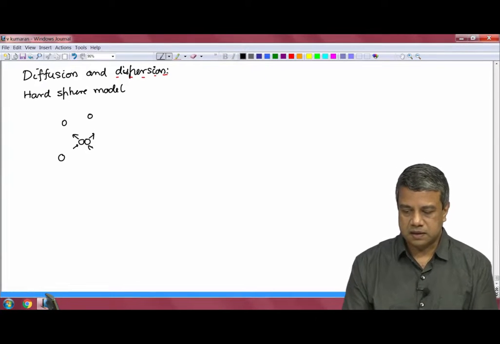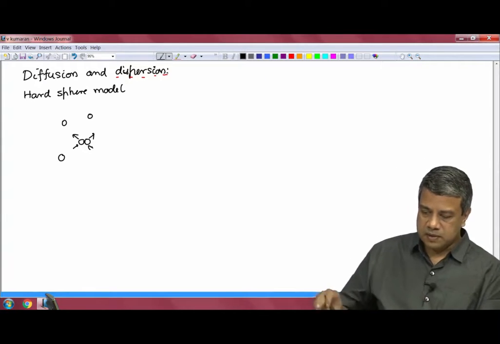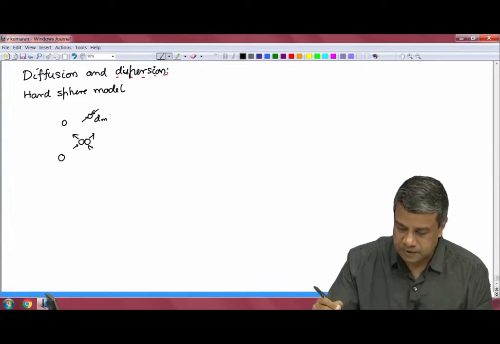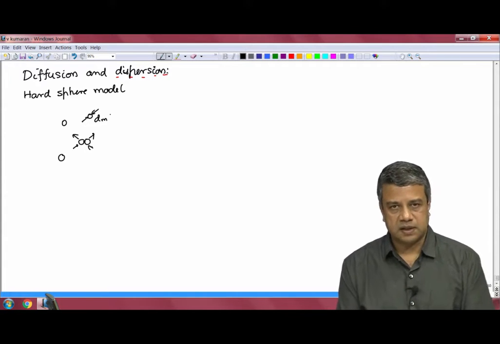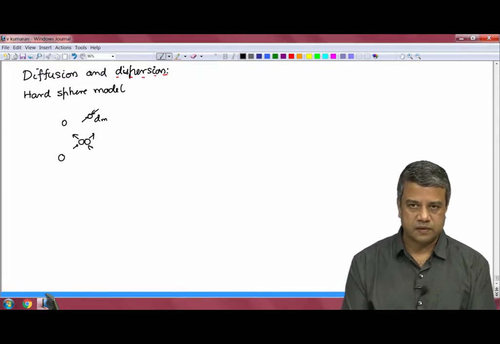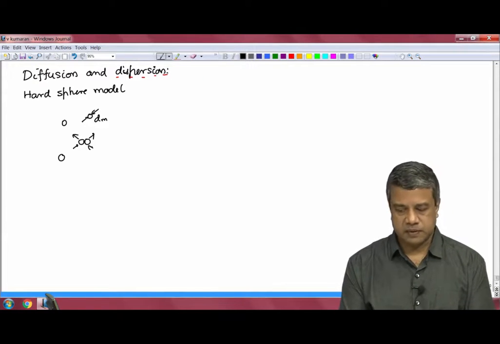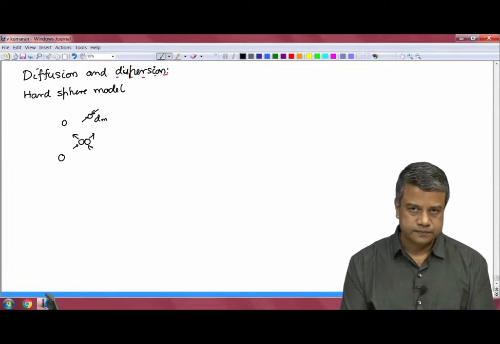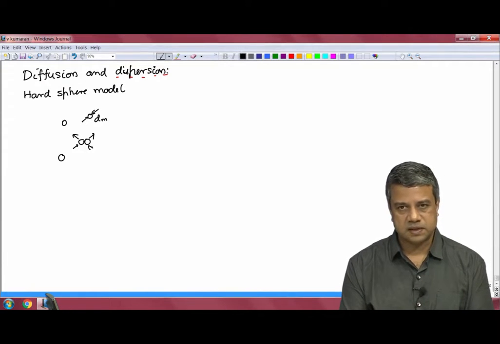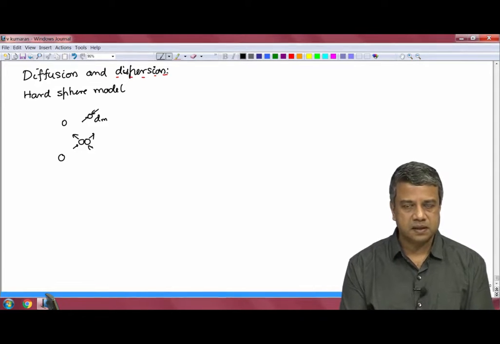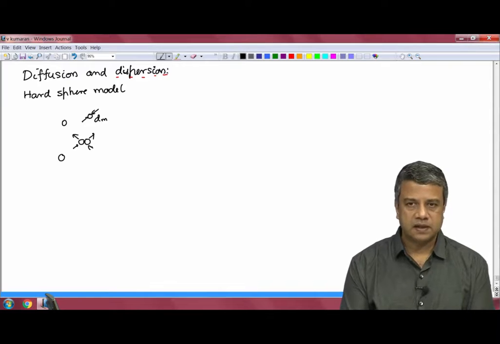So, I will assume a hard sphere model with some molecular diameter for these molecules as dm. And this molecular diameter can be measured in several ways. I will not go into the details here, but for the present we will just assume that there is a specific molecular diameter which depends upon the molecular species. And based upon this we will see a little later that the diffusion coefficients are proportional to the square root of the absolute temperature.